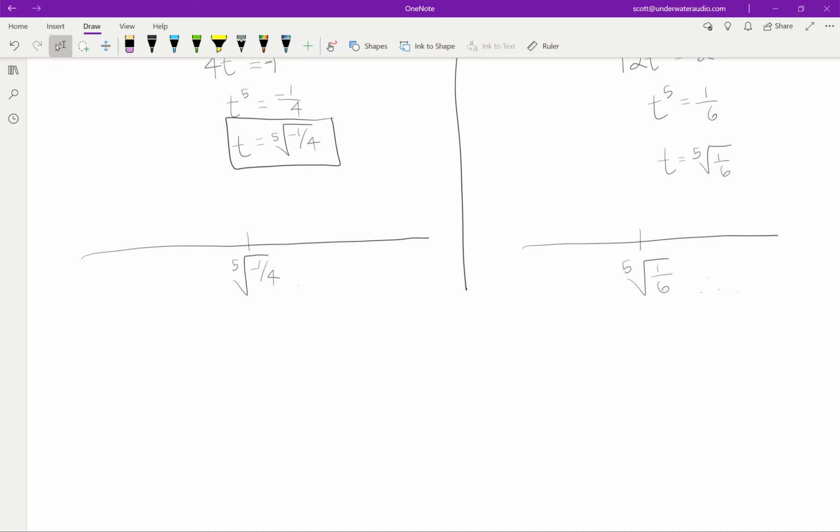All right, so my next goal is to find the intervals where it's increasing and decreasing. To do that, I think it would help if I knew what the fifth root of negative 1/4 was approximately. If I put that into a calculator, I would get negative 0.76. The reason this is helpful is that I need to pick a point on the left and on the right of the fifth root of negative 1/4. So now I know some numbers, now that I have it as a decimal approximation.